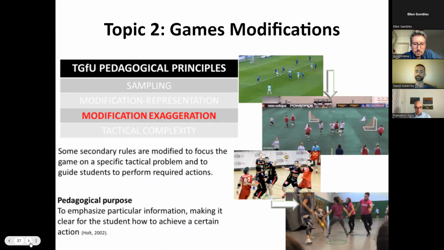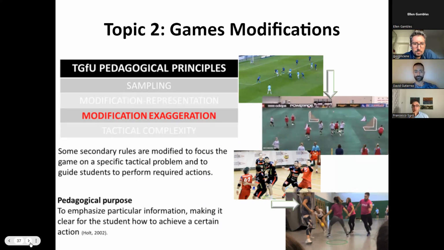So the second purpose of game modification is to focus on the teaching goal of the lesson. When we do this kind of modification, we call it modification by exaggeration. We have here 2 examples. For example, in soccer, we can modify and exaggerate by putting more goals and designing different rules, and in handball with a very specific situation. But we will see examples of this category later.